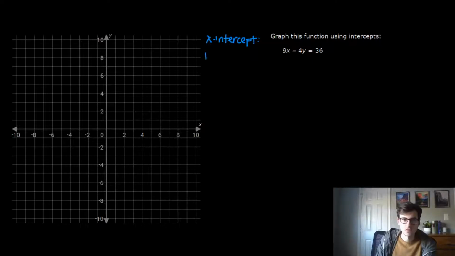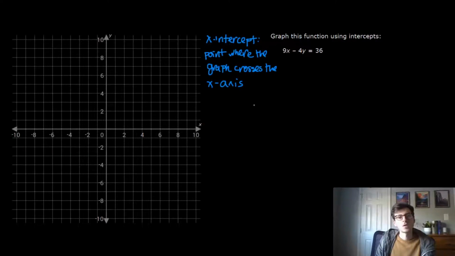That's the point where the graph crosses the x-axis. Okay? It's also the point where y is equal to 0, right? Because if it's crossing the x-axis, you see this little 0 right here? That's because y is 0 when it's crossing the x-axis.